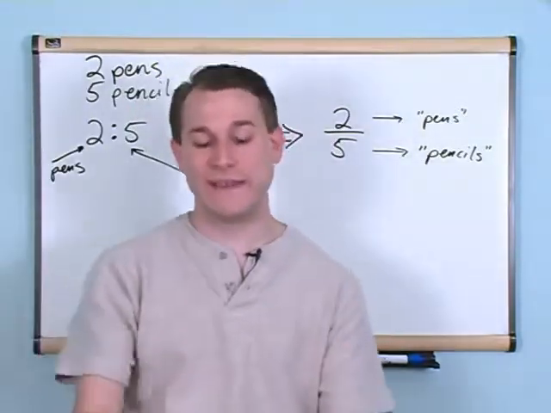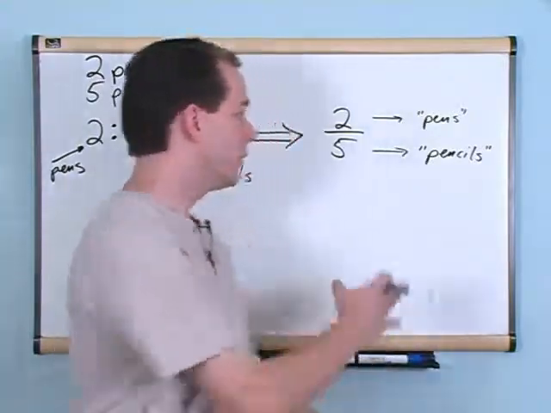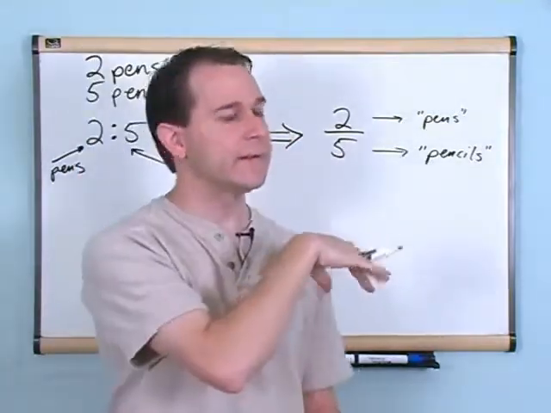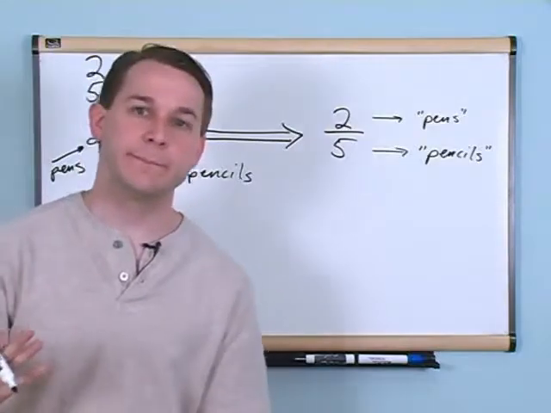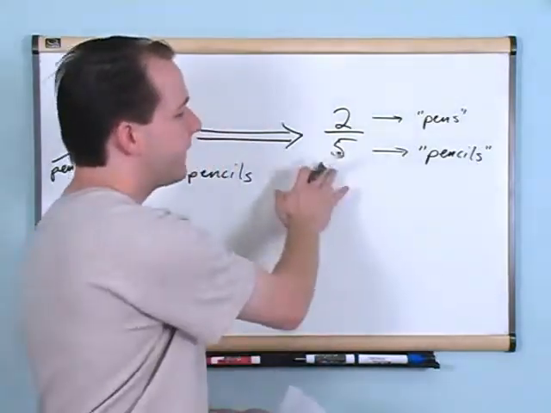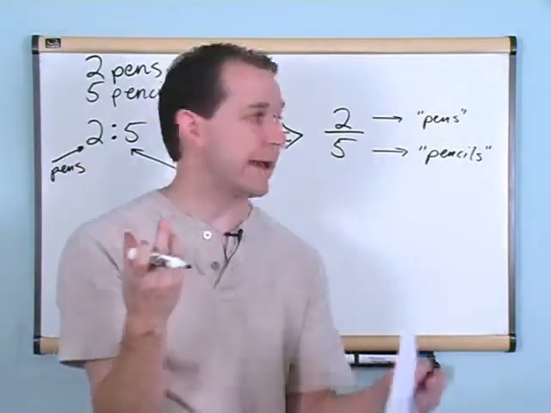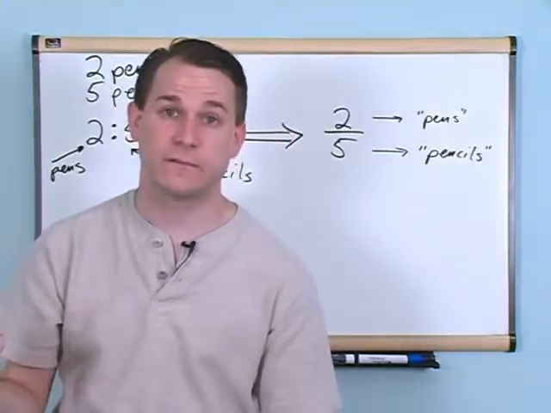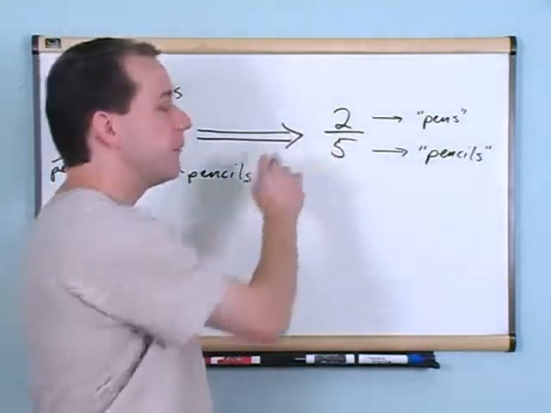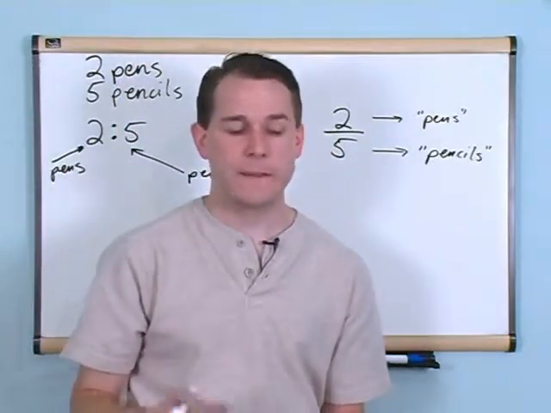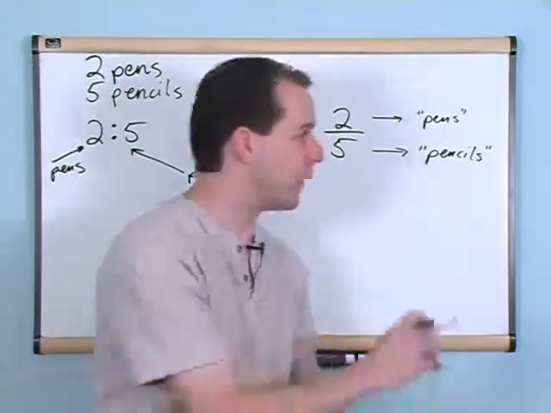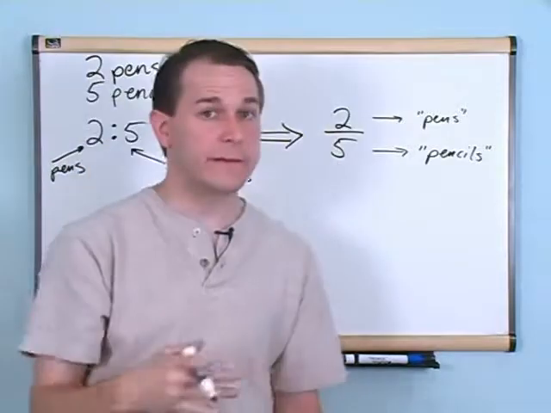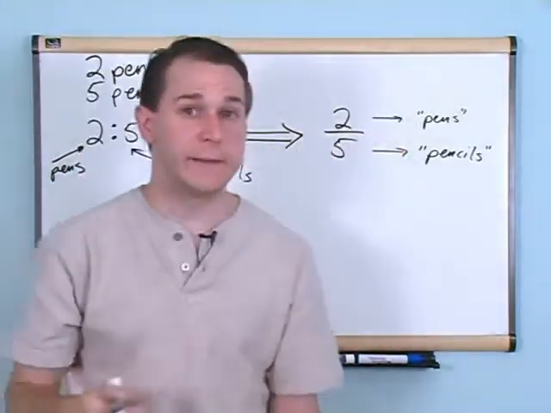If I were to pull 10 pencils out of the drawer, 10, not 5, but 10, so I would double this, how many pens do you think you would find? Well, if I pull 5 pencils out and I expect to find 2 pens, then if I pull 10 pencils out, then I probably should find 4 pens, okay? Because I'm doubling everything. I pull twice as many pencils out, so 10 pencils, I should find twice as many pens.